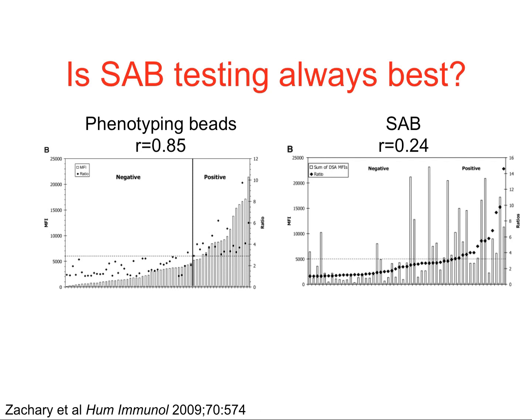We tend to think that single antigen beads are always the best, and I think they probably are. However, there is some evidence to the contrary, and in this study from Zachary, you can see on the left here, using the phenotyping beads, the ones with a haplotype on each bead, you actually get a better correlation with the cross-match result than you do with the single antigen beads.